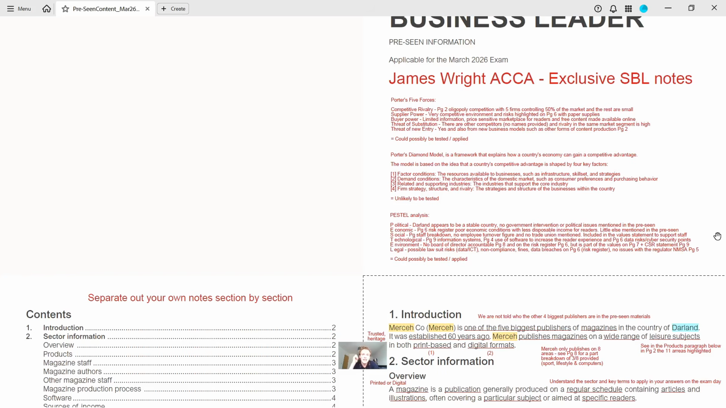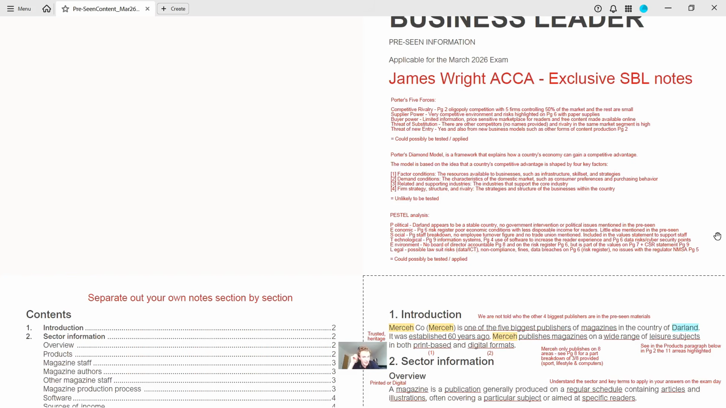Porter's Diamond model is next, and this is a framework that explains how a country's economy can gain a competitive advantage, and that's where the model is based on a country's competitive advantage shaped by 4 key factors. Different conditions there: factor conditions, demand conditions, related and supporting industries, firm strategy, structure and rivalry. But as you can see, it's based on how a country's economy can gain a competitive advantage, and therefore that's why I've got it down as unlikely to be tested.